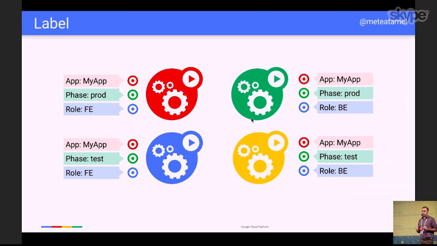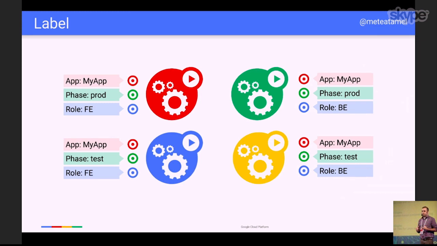Once you have your pod, you can label them. So you can attach different kinds of labels. For example, in this case, you can say, I have a pod of my app, so I will label it with my app. But then you can also attach multiple labels. So in this case, I'm saying some of these pods are prod pods, some of them are test pods, and then some of them have a front-end role, and some of them have a back-end role. So you can attach multiple labels to pods.